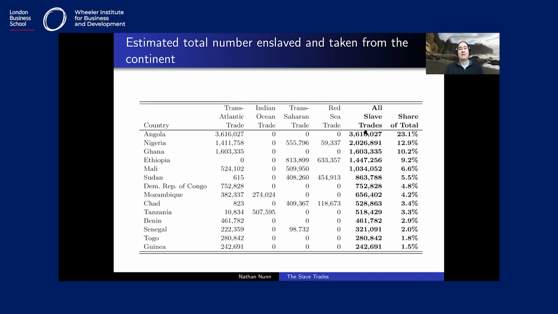In the paper itself, you have the full list for all countries in the world, right? So you can see Angola, a lot of individuals were enslaved, primarily during the transatlantic slave trade. Nigeria, during the transatlantic, but also during the trans-Saharan. So a lot of individuals who were enslaved were shipped north and also to the Red Sea. Places like Ethiopia, it was primarily the trans-Saharan and Red Sea slave trades. Okay.